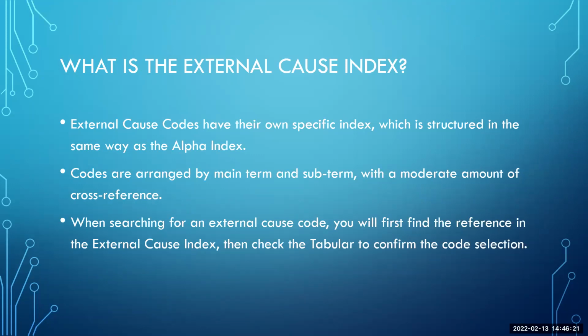Just like when we use the alpha index, whenever we use the external cause index, we find the code there first, and then we double check it in the tabular. If this is all Greek to you, that's totally fine. We will do examples, so don't worry.